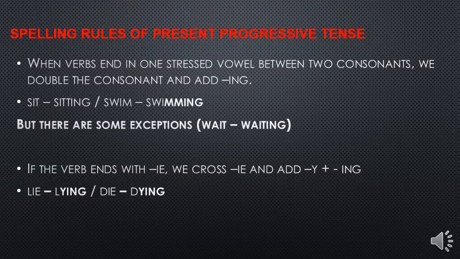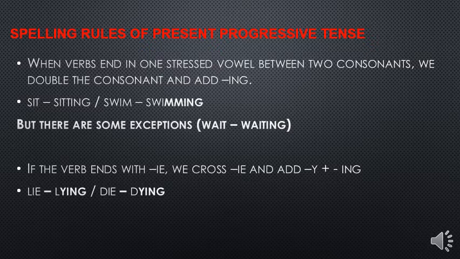We're going to talk a little bit about the spelling rules. For example, when we have verbs with one stressed vowel between consonants, like sit, consonant, vowel, consonant, we double the last consonant. It becomes sitting, so we double the T, and swimming, we double the M, and so on. But there are some exceptions, like wait. In wait, we do not double the T. There is no rule, it's just an exception.